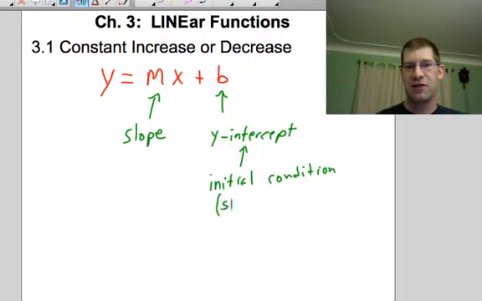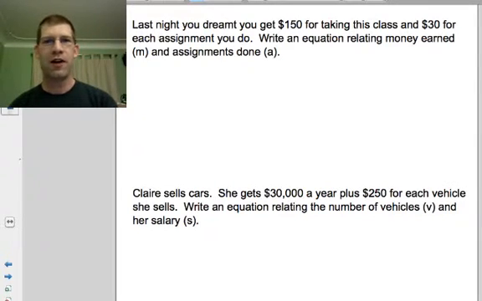And of the three different line equations we're going to learn this chapter, y equals mx plus b, the slope-intercept form, is the equation that's easiest to use if you have a starting amount and a slope, how much it goes up or down every time you change x by 1. Alright, so now we have two examples, and that's it for section 1.